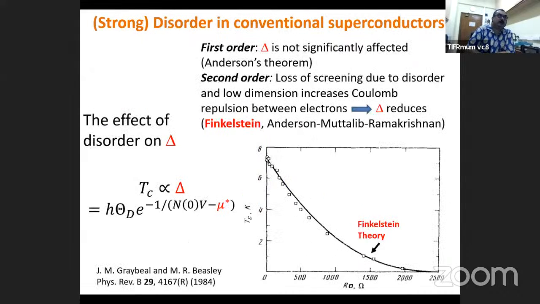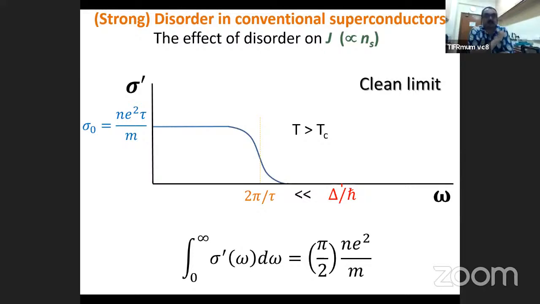Now, okay, let me skip that part. Let me go straight here. So this is the argument that we have already studied in great detail. You know that this is the real part of the conductivity. This tau is the scattering time. So Vf into tau is the mean free path, and delta is the superconducting gap. So delta by h cross is the characteristic frequency scale at which my Cooper pairs will dissociate.